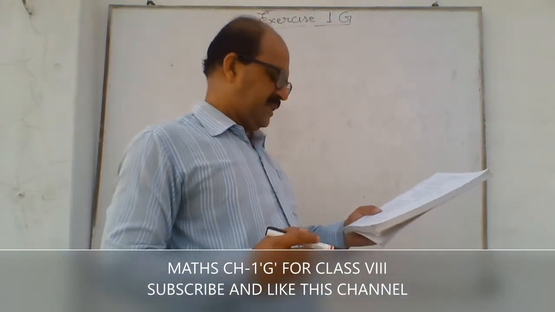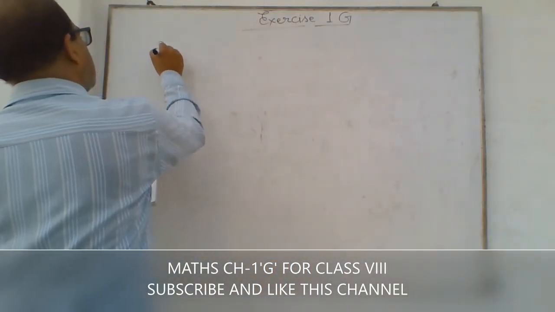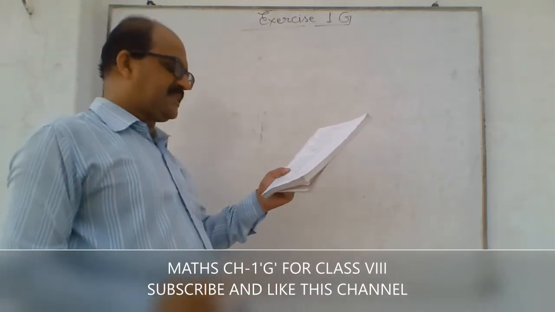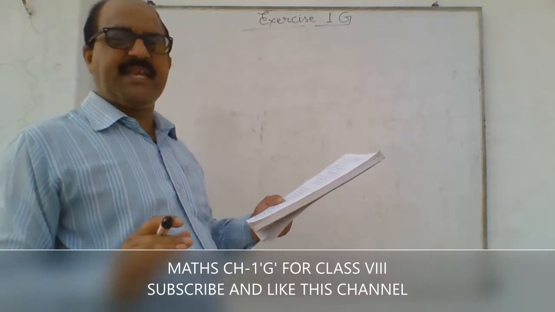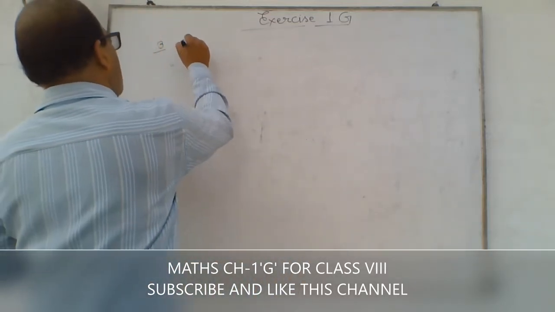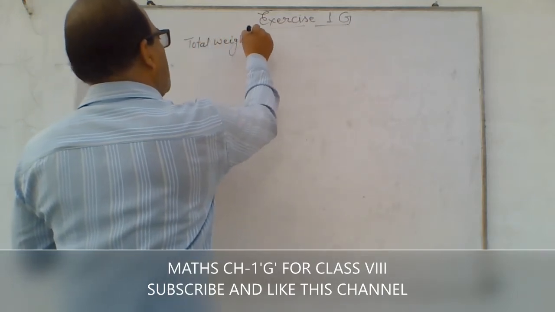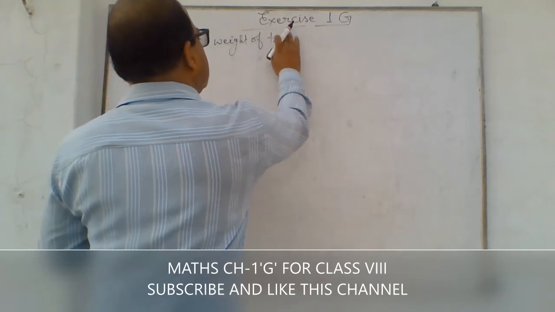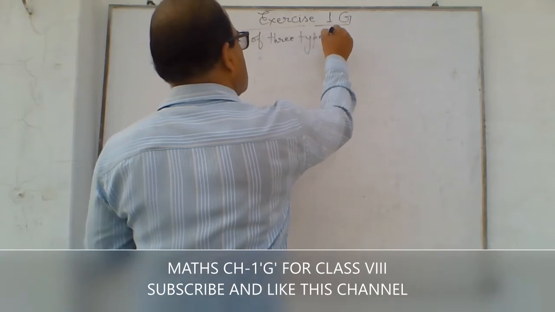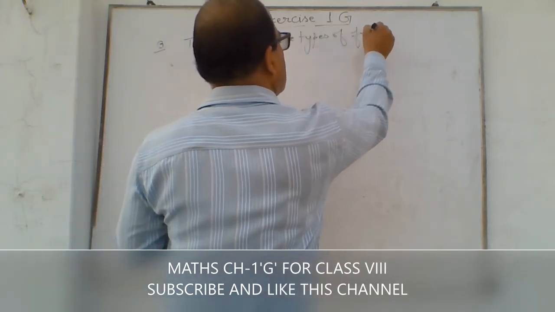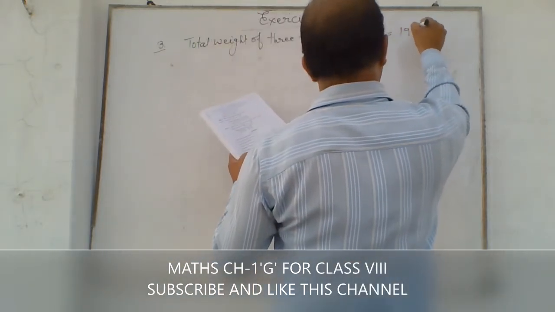Question number 3. A basket contains 3 types of fruit weighing 19 whole 1 by 3 kg in all. Total weight of 3 types of fruit is equal to 19 whole 1 by 3 kg.